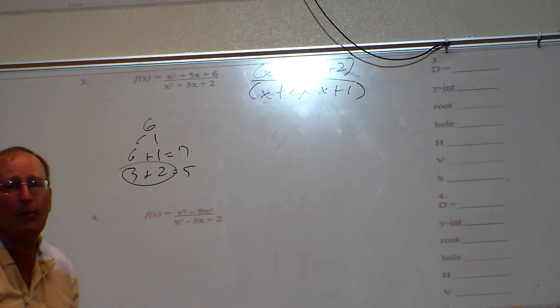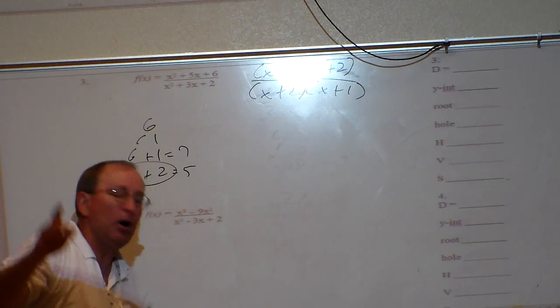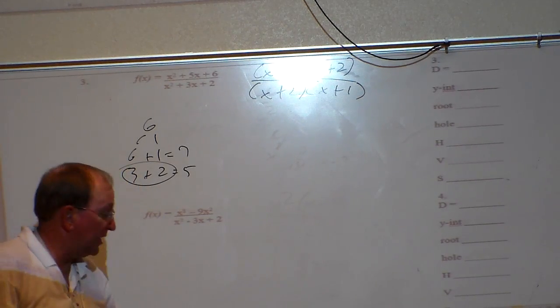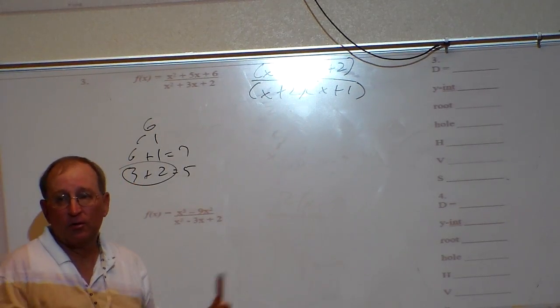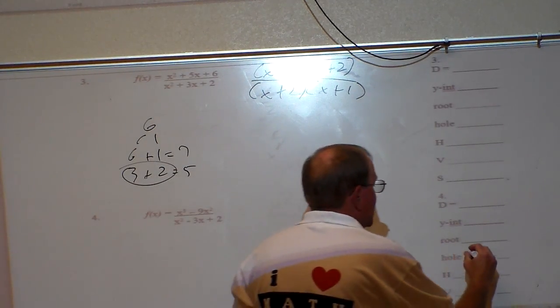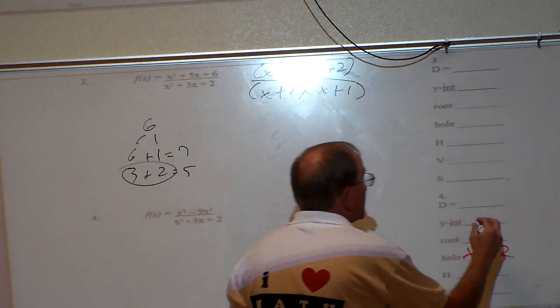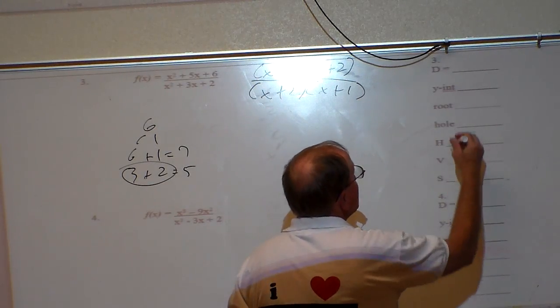And so there's going to be a hole, because there's an x plus 2 over an x plus 2. So I already know there's a hole. Let's write that answer down. There's a hole where? x plus 2, so it's going to be x equals negative 2. You're writing on number 4. Or, thank you, x equals negative 2.